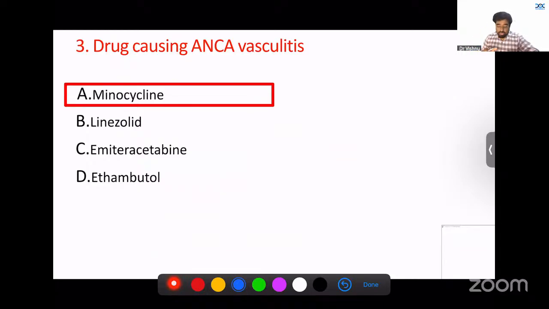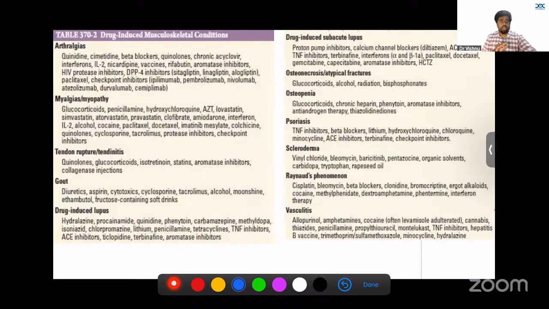Questions are asked from this particular table a lot of times. This is given in one of the initial chapters of arthritis in Harrison's, the introduction to arthritis chapter. So these are drug-induced musculoskeletal conditions. Gout is important, drug-induced lupus again. In rheumatology, in approximately the same paper, I think it was asked which of the following is the most commonly implicated drug in drug-induced lupus. The answer is procainamide, right?